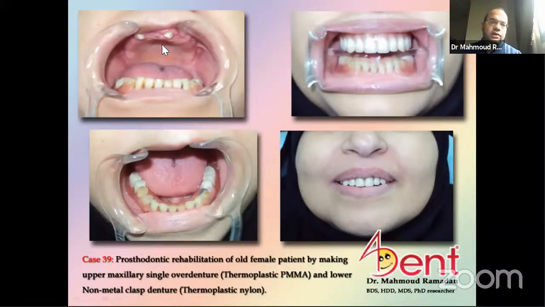Here, another case, preserving some remaining roots like this and making a composite or glass ionomer plug here for them. Then we insert the denture above the roots, as you see.